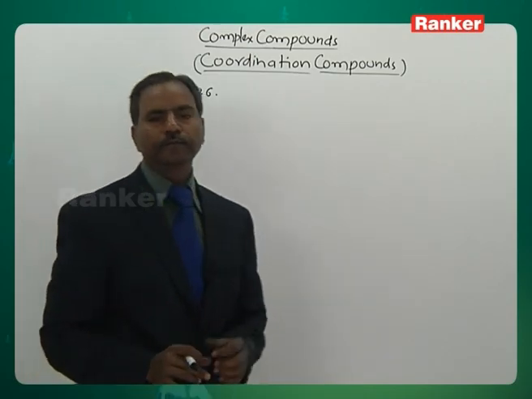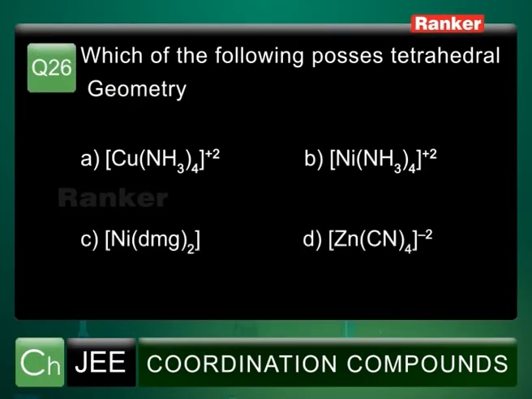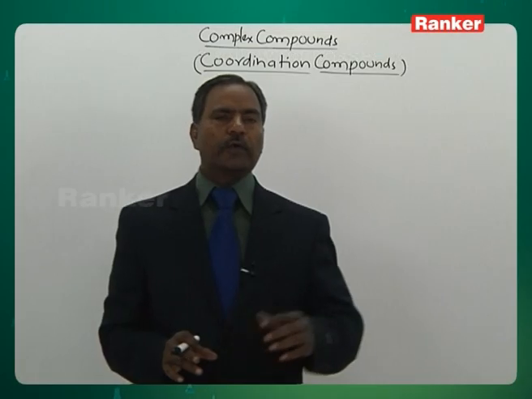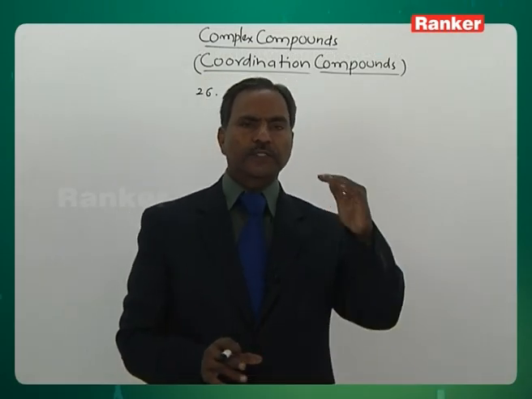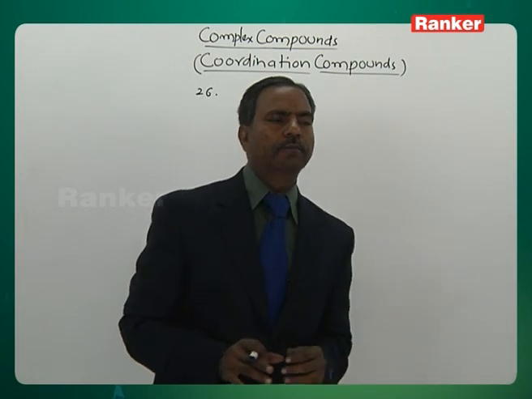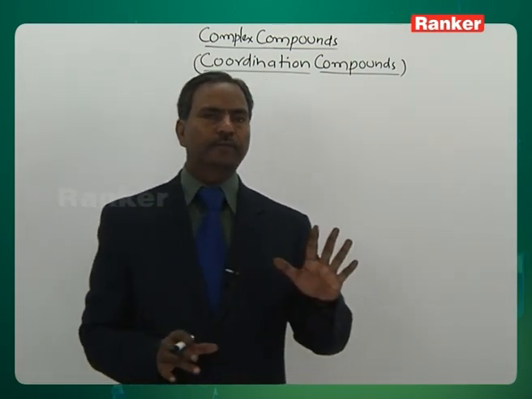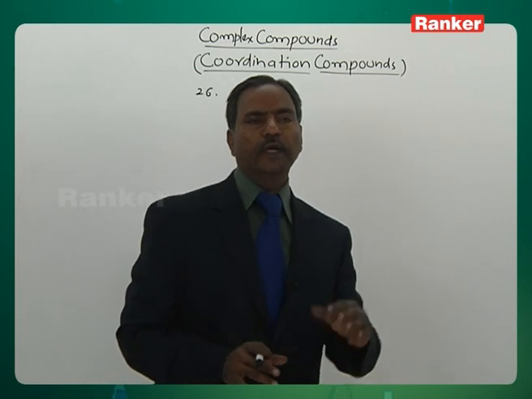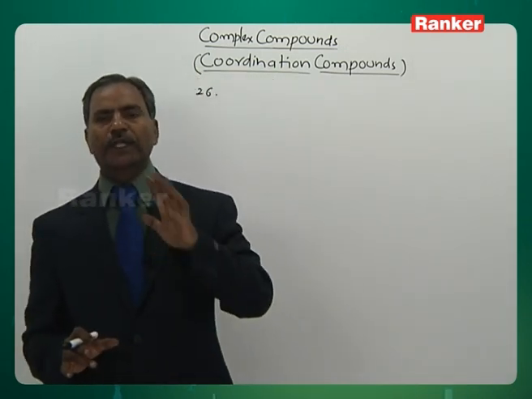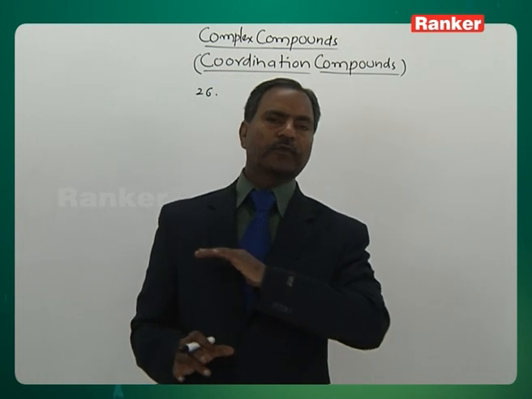Question number 26. Which of the following possess tetrahedral geometry? A, copper tetramine plus 2; B, nickel tetramine plus 2; C, nickel DMG taken twice; and D, zinc CN taken 4 times. Consider this particular copper with plus 2, coordinate number 4. All are found to be square planar, not tetrahedral. Copper plus 2 complexes are generally found to be square planar with dsp2 hybridization, not tetrahedral.